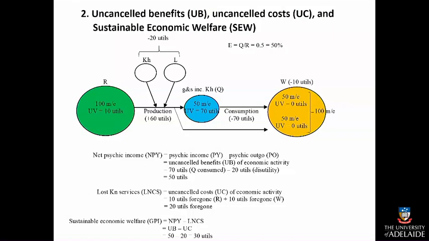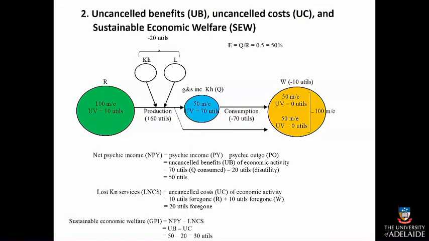And the lost natural capital services, which are the environmental costs, are basically the use value that's naturally embodied in the resources, which we forego, plus any waste level that exceeds the ability of the natural environment to assimilate those wastes, which is going to incur further costs. So I've assumed, say, 10 utils in both cases, so the uncancelled cost of economic activity would be the 10 utils foregone in terms of resources and 10 utils foregone in terms of a depletion of the environment's sink capacity, so that's 20 utils foregone.